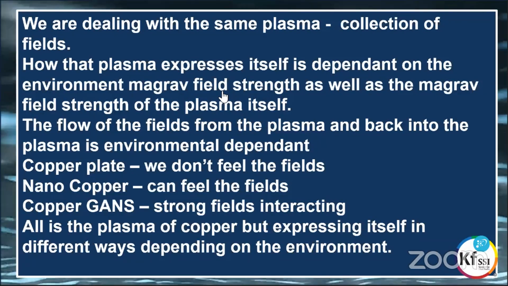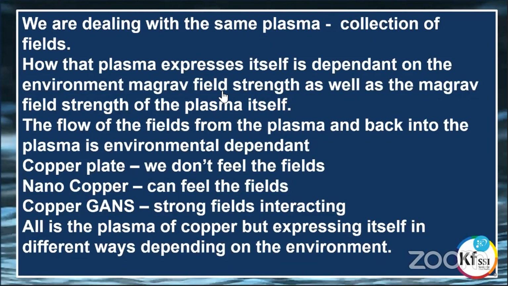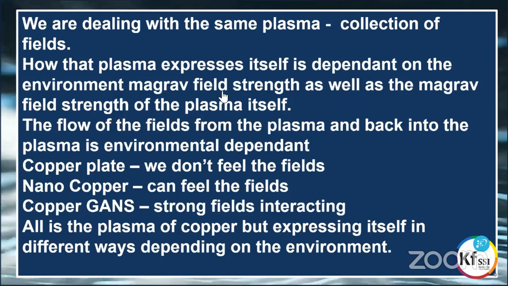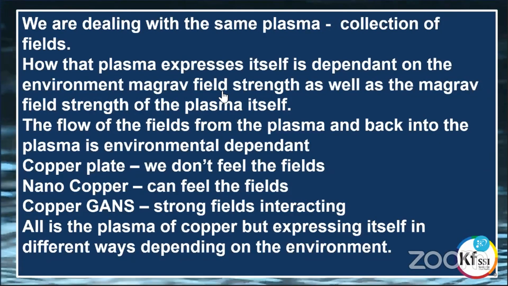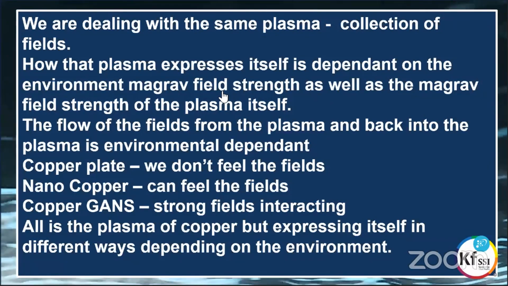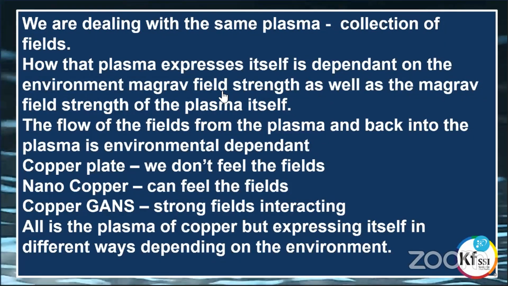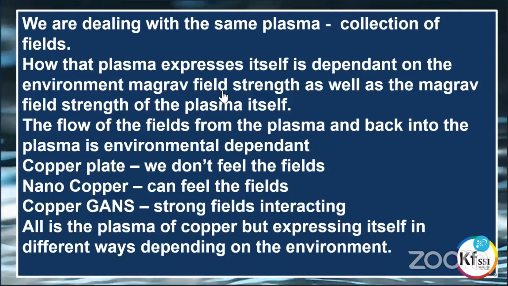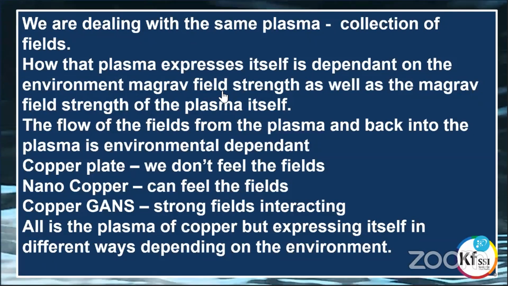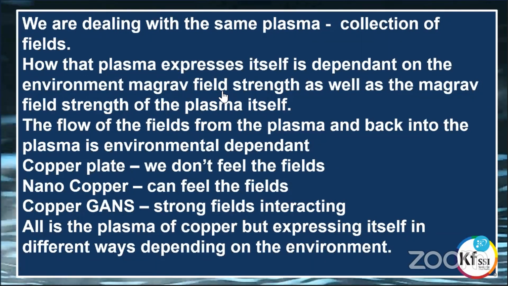Essentially, what we have to understand is we're dealing with the same plasma. It's the collection of fields. How that plasma expresses itself is dependent on the environment's magnetic field strength, as well as the magnetic field strength of the plasma itself. So you've got two factors. One is the plasma, the GANs itself, and one is the environment in which you are putting that plasma. The flow of the fields from the plasma and back into the plasma is environment dependent, because water will be different to alcohol, will be different to a salt solution, will be different to the air environment.